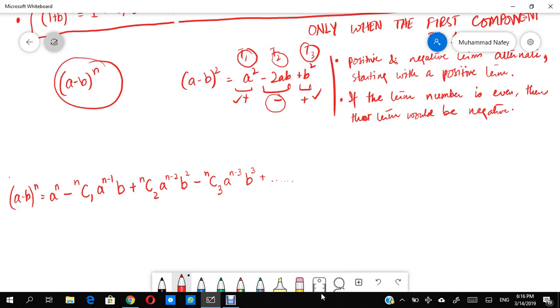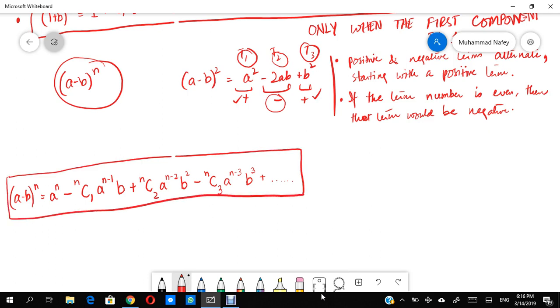So we can get a very fair idea of how an expansion would proceed if there is a negative sign between the components of the binomial. With that, we are done with all the conceptual stuff of the chapter of binomial theorem.